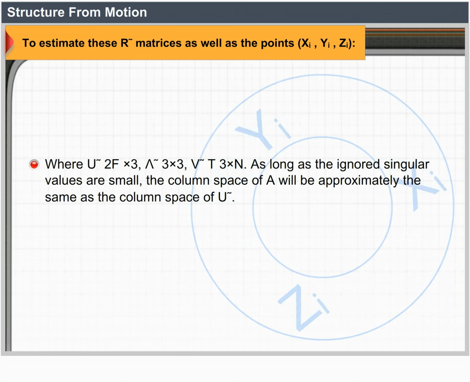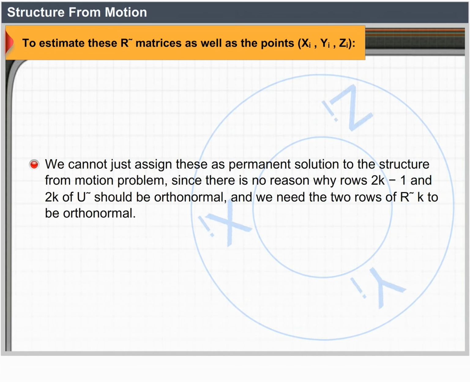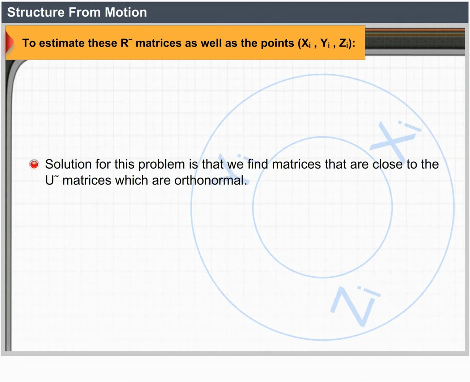As long as the ignored singular values are small, the column space of A will be approximately the same as the column space of U dash. Notice that the U dash matrix and the Σ dash V dash to the power T have the same dimensions as the rotation, motion, and XYZ structure matrices respectively. However, we cannot just assign these as our solution to the structure from motion problem. There is no reason why rows 2k-1 and 2k of U dash should be orthonormal, and we need the 2 rows of Rk to be orthonormal. To solve this problem, we find matrices that are close to the U dash matrices that are orthonormal.